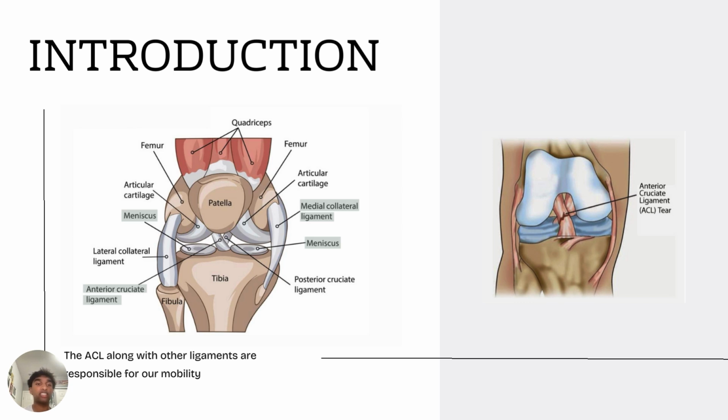Today, we'll be focusing specifically on the ACL, or the anterior cruciate ligament, which is located in the middle of your knee and acts as a stabilizer. This allows you to do your jumps and lateral cuts that you see in sports or your everyday life.